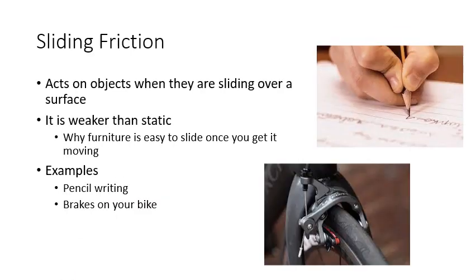And sliding friction. Well, sliding friction implies that there are things sliding, and that's right, so that's pretty easy to remember. Acts on objects when they are sliding over a surface. It is weaker than static. That's why once you get the furniture moving as you're pushing it, it's not too hard to keep it going. It's the beginning that's tough. Sometimes you might need a helper to get that furniture moving, and after that it's pretty easy. And again, we talked about pencil riding and brakes on your bike. We used both of those already, but that's sliding friction. Two objects that are in motion, so that's different. Static was not in motion.